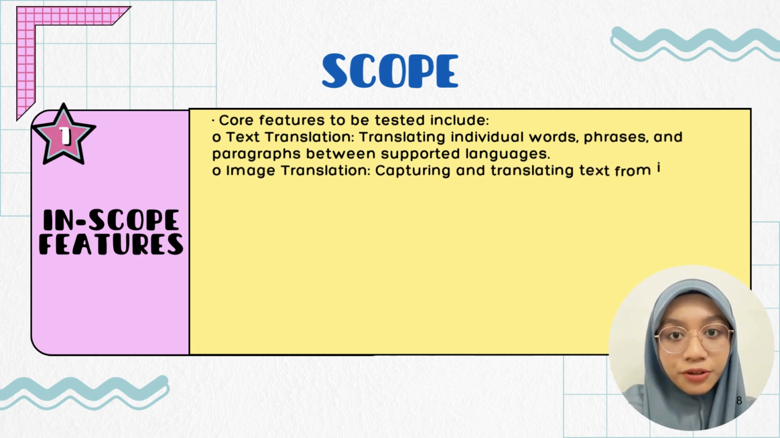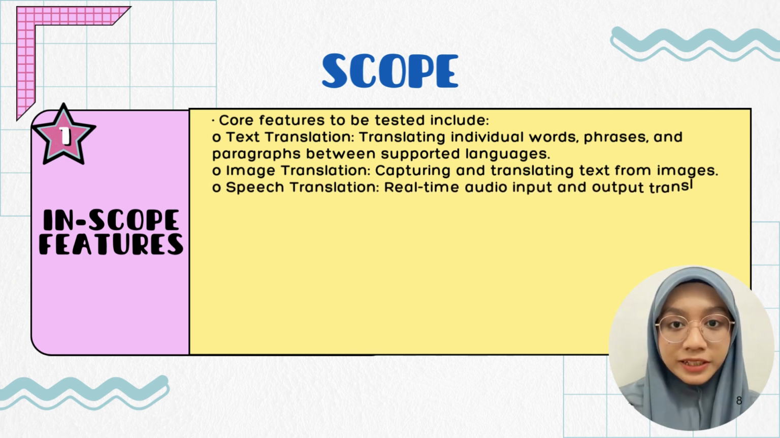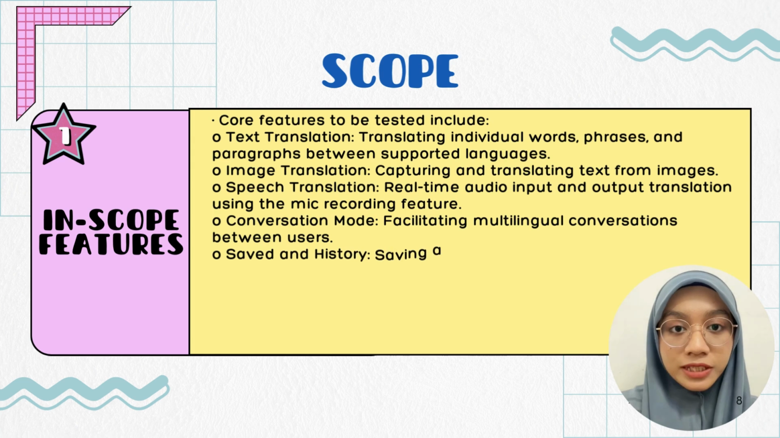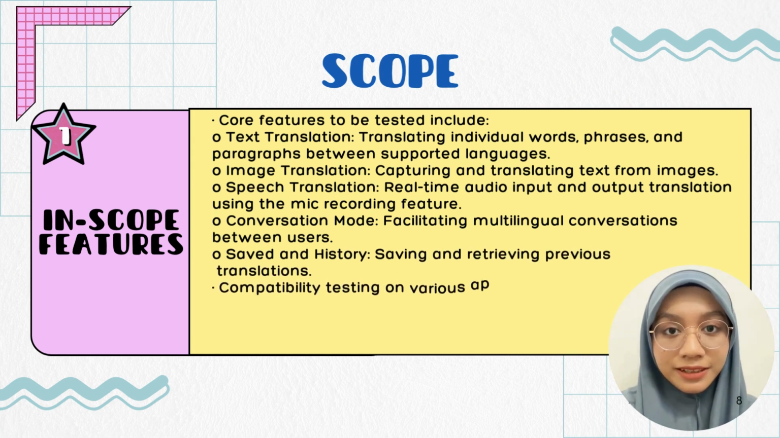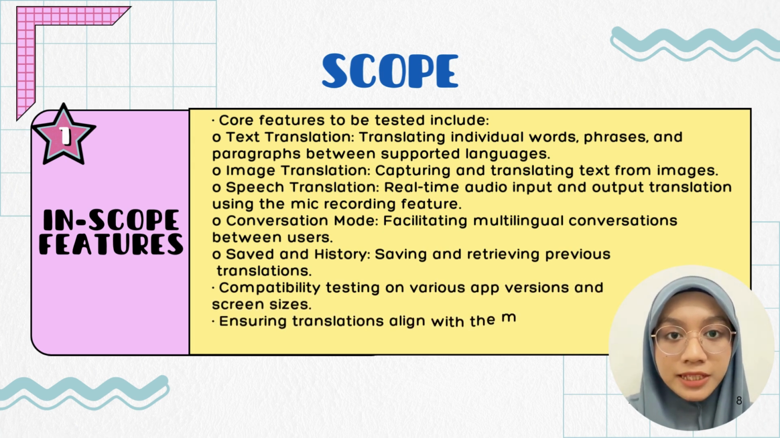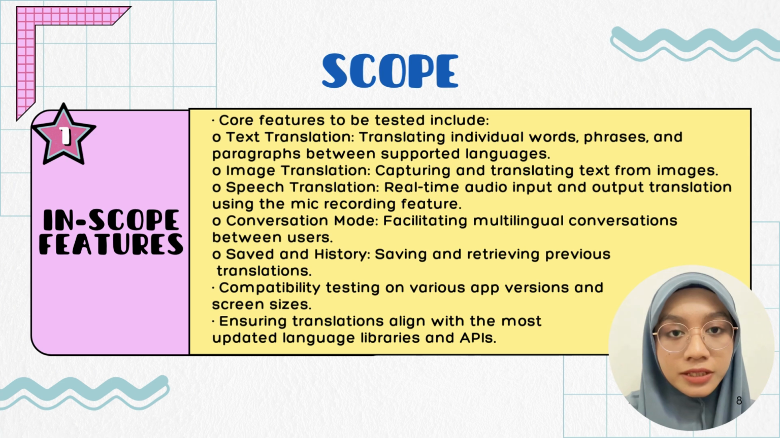Let's start with the core features of the translation system that we will be testing. First, text translation. This feature allows us to translate individual words, phrases, and paragraphs between different languages. We will test for accuracy and speed. Second, image translation. This feature captures text from images and translates it into the selected language. It's essential that the system works with various image formats and recognizes text correctly.